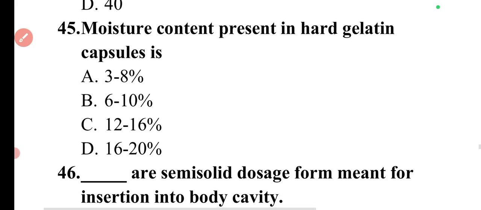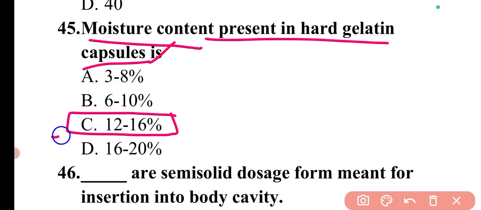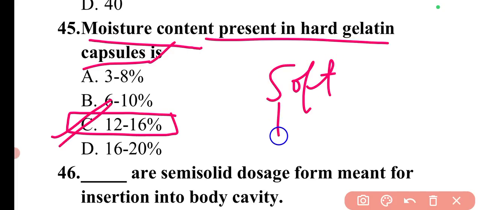Then coming to the next question. The question is, moisture content present in hard gelatin capsule is. The moisture content which is present in hard gelatin capsule is 12 to 16%. So here option C will be the correct answer. If we talk about soft gelatin capsules, the moisture content can be 6 to 10%. So this is the main difference.